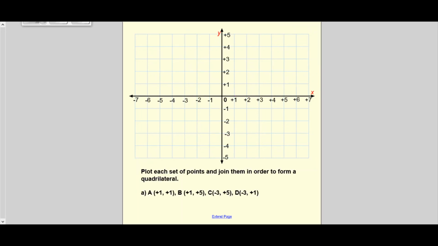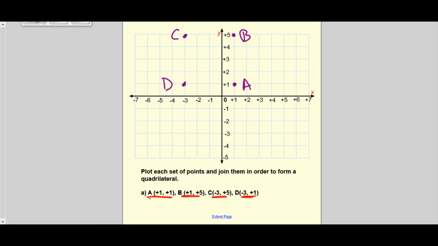And the last example, plot each set of points and then join them in order to form a quadrilateral. So I want you to go ahead and plot point A, point B, point C, and point D. A is (1, 1), B is (1, 5), C is (-3, 5), and D is (-3, 1). So plot them, and then come back and I'll show you what the quadrilateral looks like.